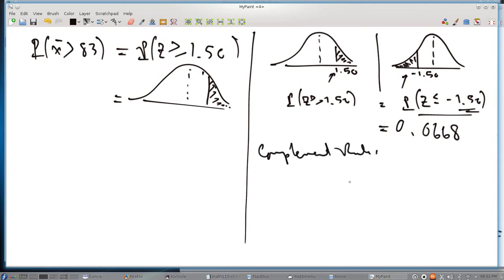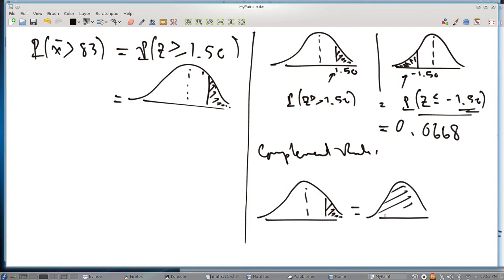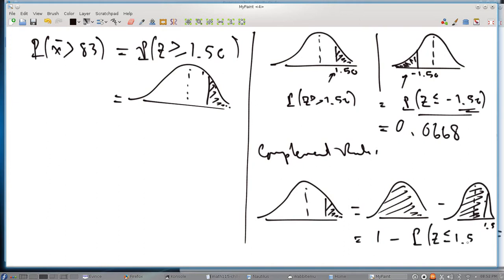The complement rule tells us that if you have a region to the right of a certain z value, like this one right here, then you can take 1, which is the entire curve, minus the curve that reads from negative infinity all the way to the area to the left of the positive z. So here you have a 1.5 right here. This is the region that we are interested in. So the expression is basically 1 minus the probability of z less than or equal to 1.5.